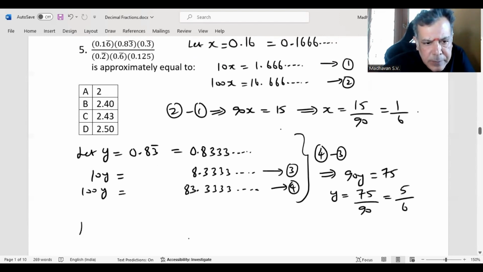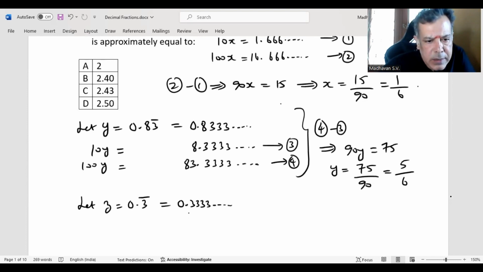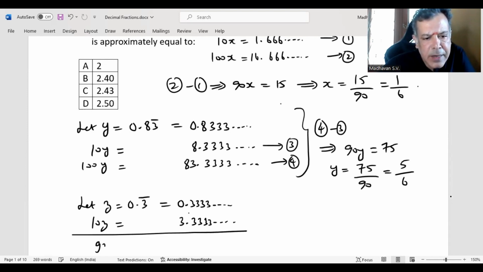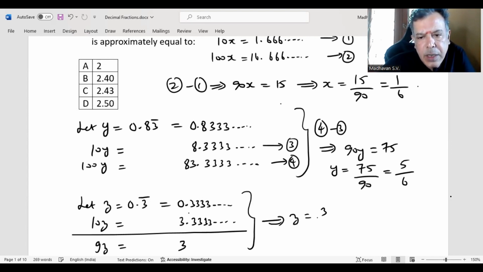Next, let z equal 0.3 recurring, which is nothing but 0.333 and so on. So 10z will be 3.3333. Now directly subtracting, 10z minus z, we get 9z equal to 3, which means our z will be 3 by 9 or 1 by 3.